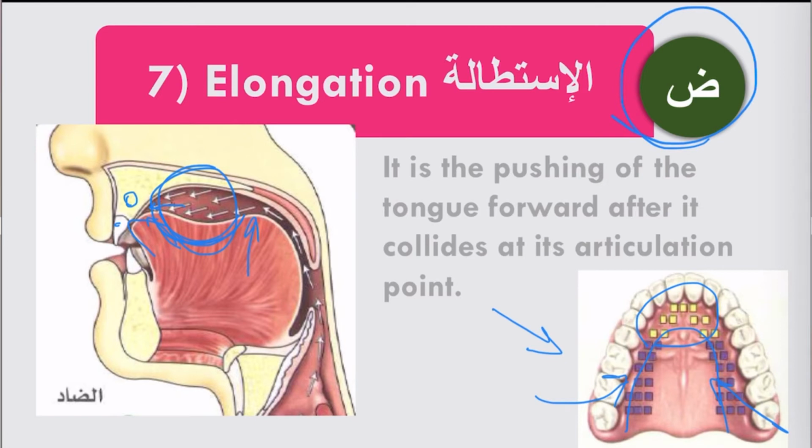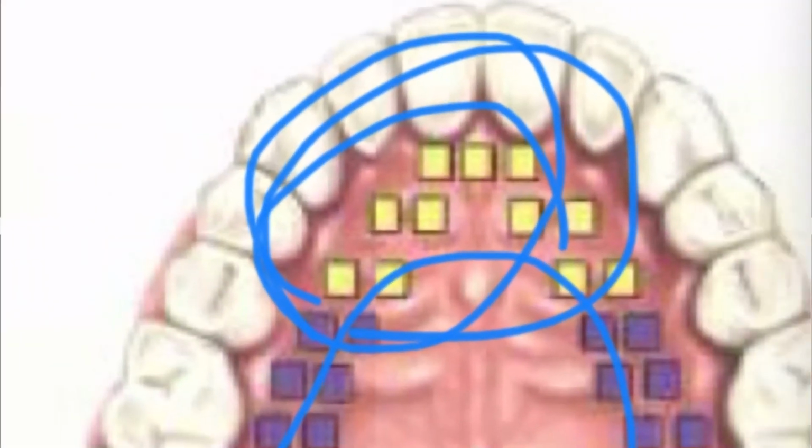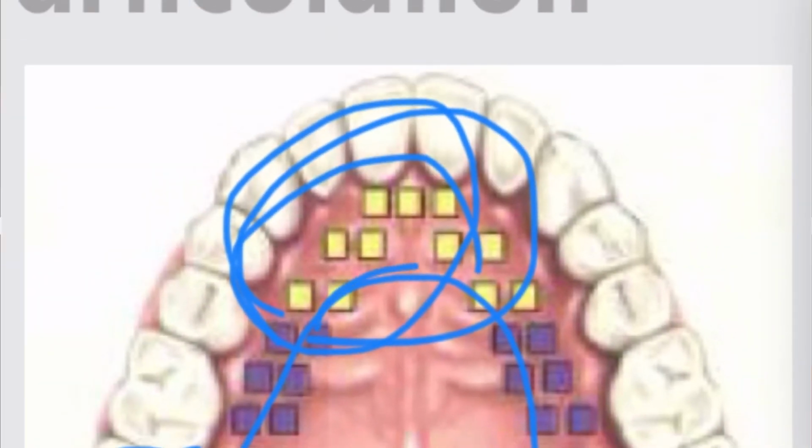Then press on the two sides of the tongue. Make sure this part is just touching. Then slide the tip of the tongue from being on this area to being on this one, on this area.